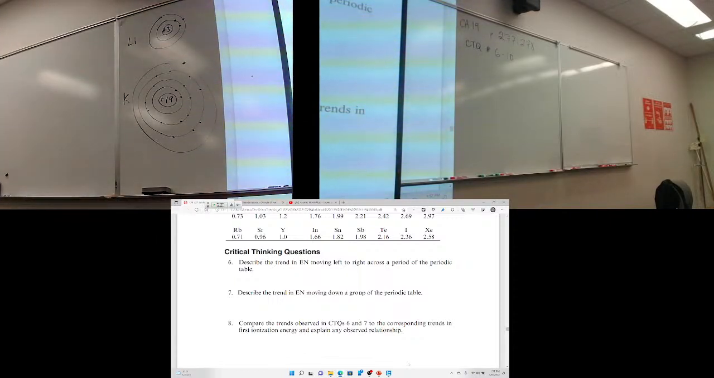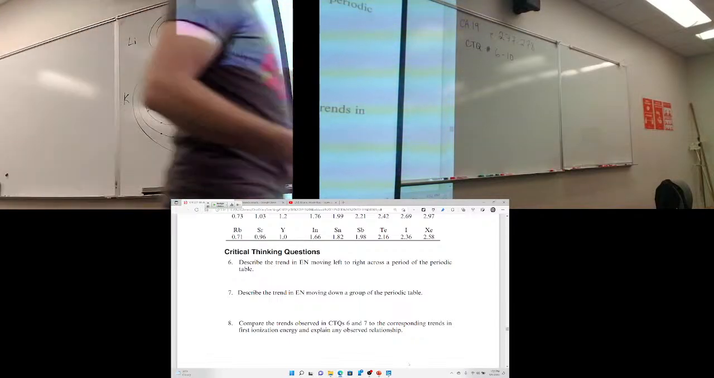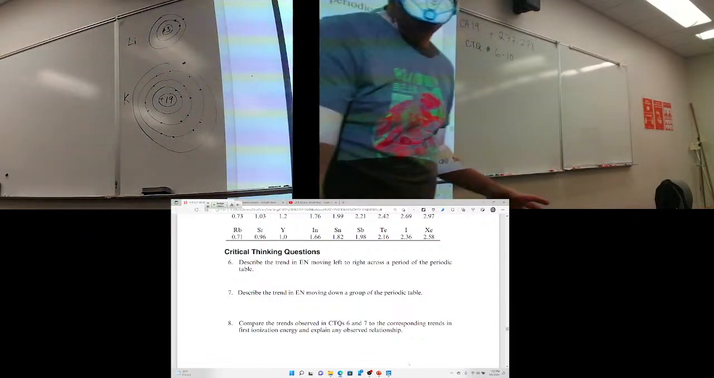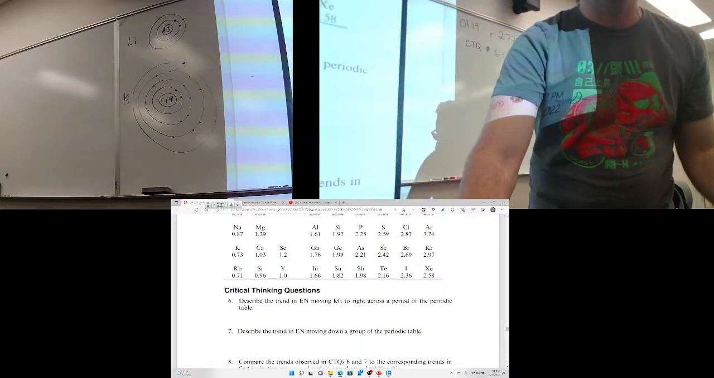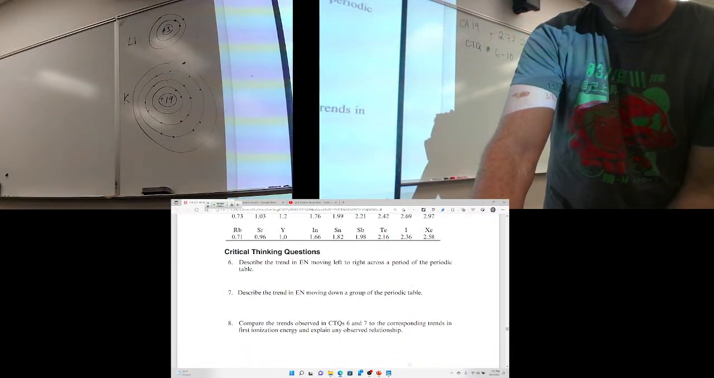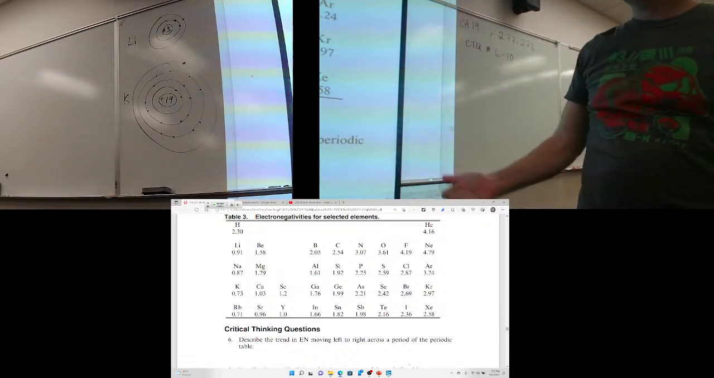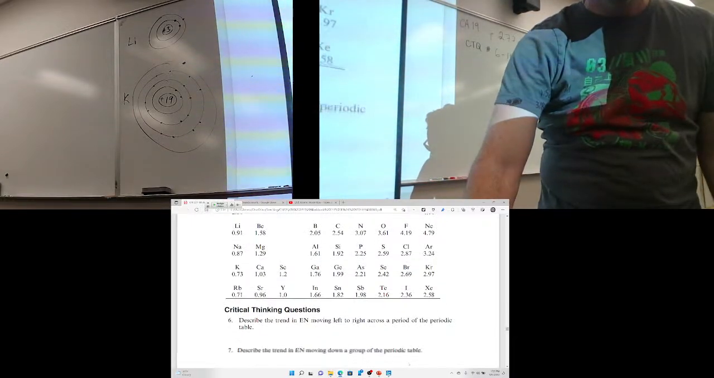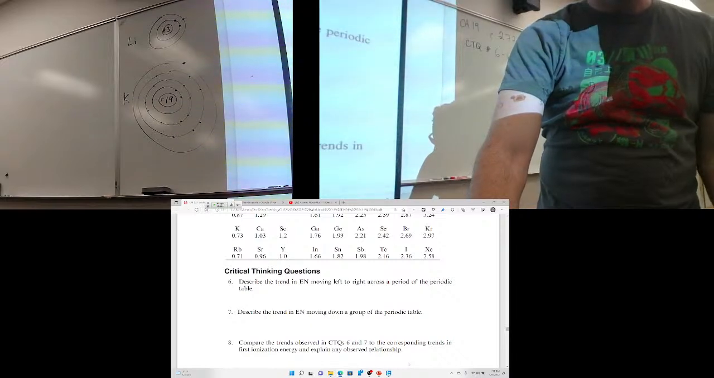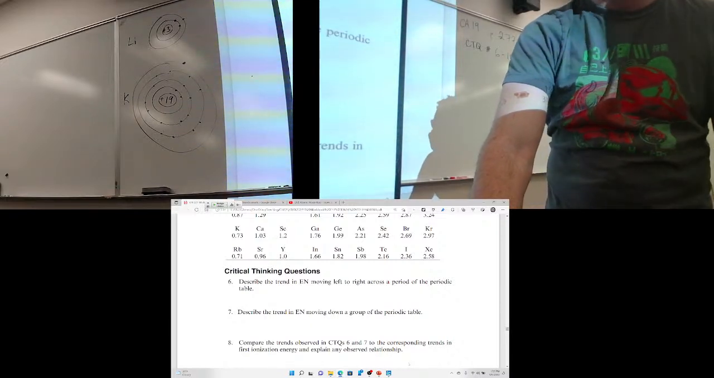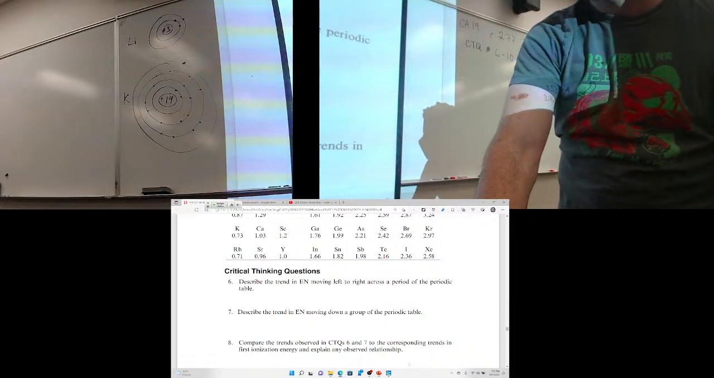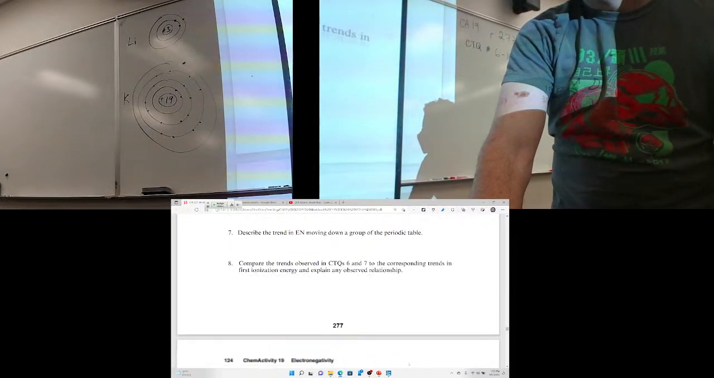All right. I think people have gotten it. So this is really just a pause to make sure you're looking and seeing the same things I'm saying. But 6, describe the trends. So you see them, right? Left to right goes up, top to bottom goes down. And it matches first ionization energy. They move the same way.